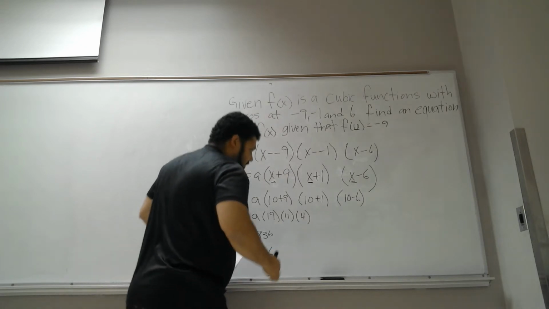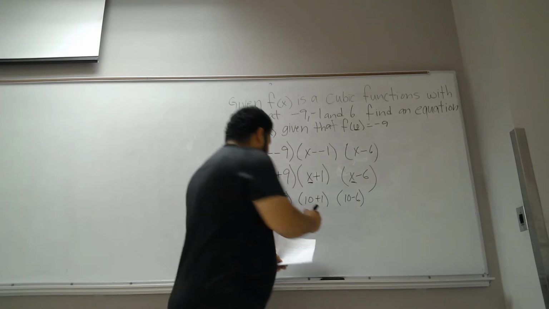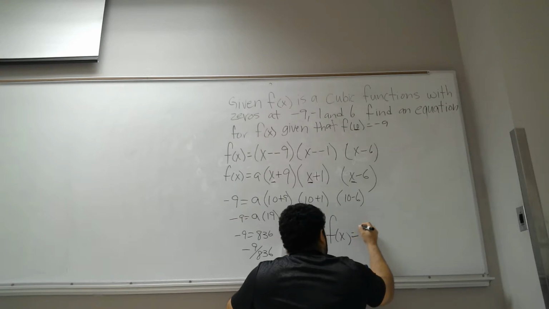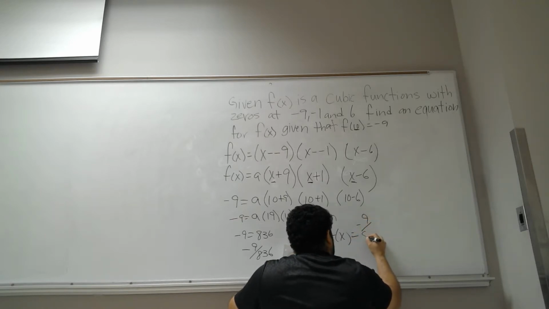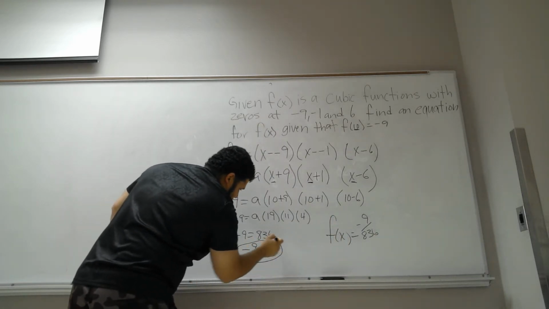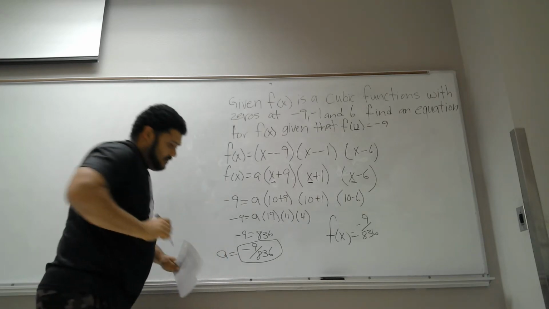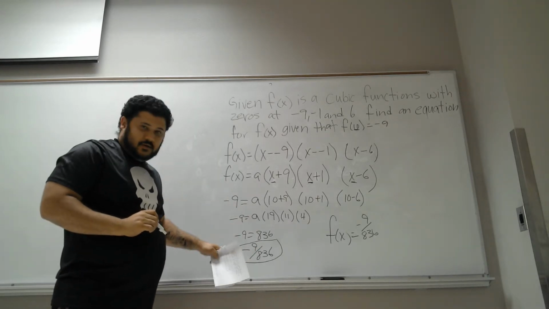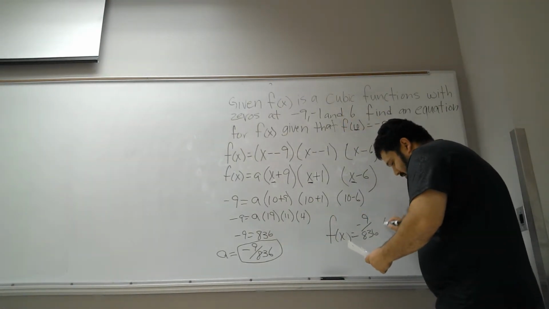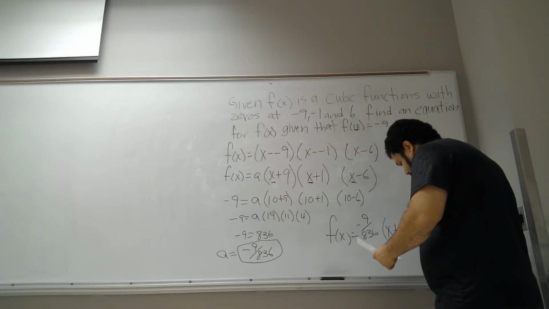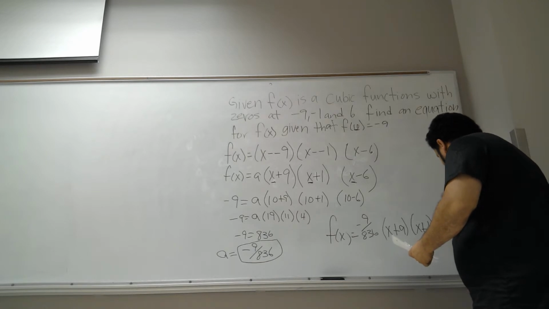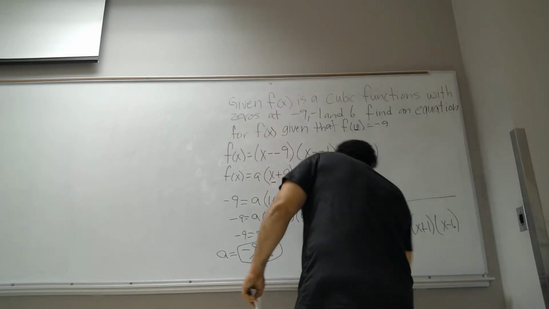So now we're going to have negative 9 over 836. So the whole solution will be f of x equals negative 9 over 836, because this right here is a. That's because we were looking for the solution of a. So the whole equation is f of x equals negative 9 over 836 times x plus 9, x plus 1, and x minus 6. And this is the whole equation for this problem.